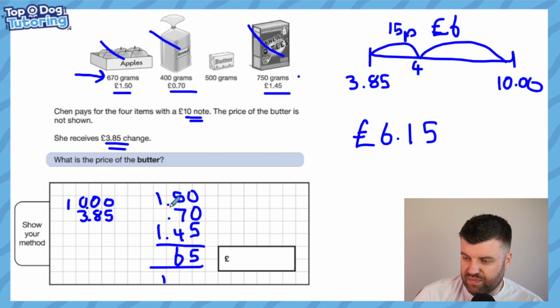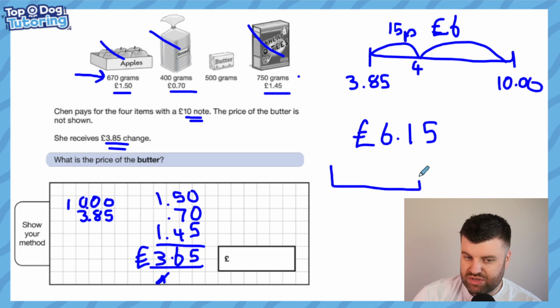Let's see now. Where do we have to put that decimal? Do you know? Yeah, of course, it has to go down there. Button up the shirt, is like I always say. The decimals don't move. 1 plus 1 plus 1 is 3. So we have £3.65 is the total of the other 3 items.